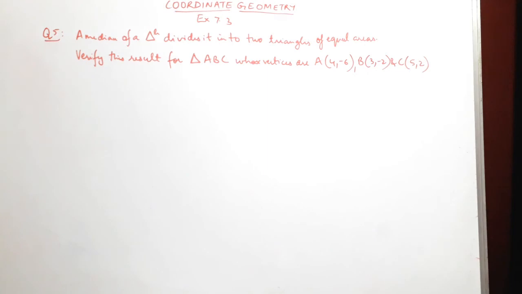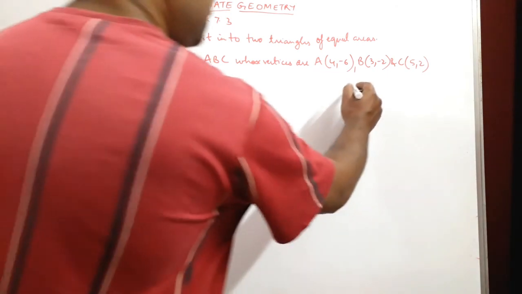Hello students, in this video we will be solving the last problem of exercise 7.3. It says a median of a triangle divides it into two triangles of equal areas. Verify this result for triangle ABC whose vertices are A (4, -6), B (3, -2) and C (5, 2).